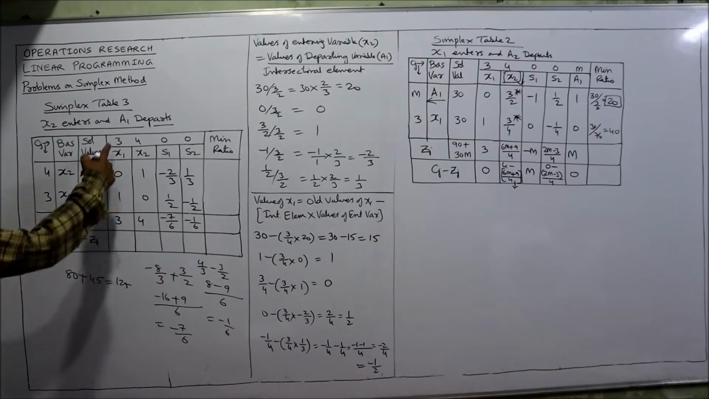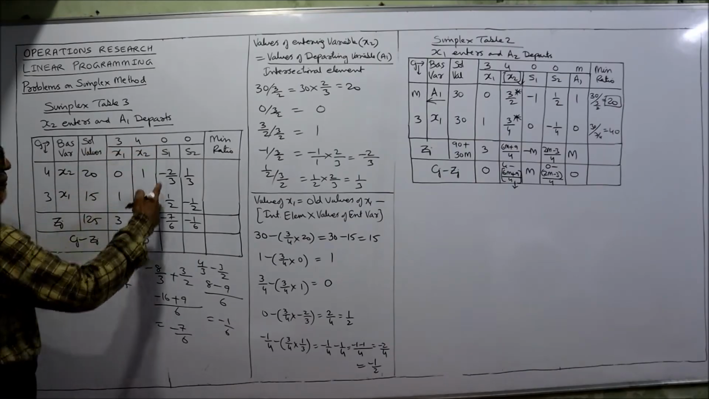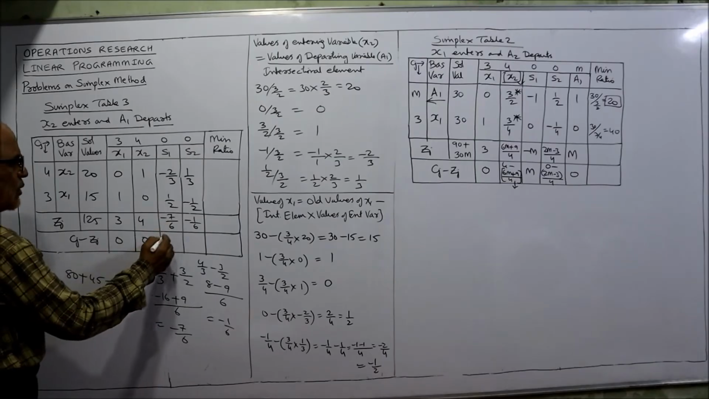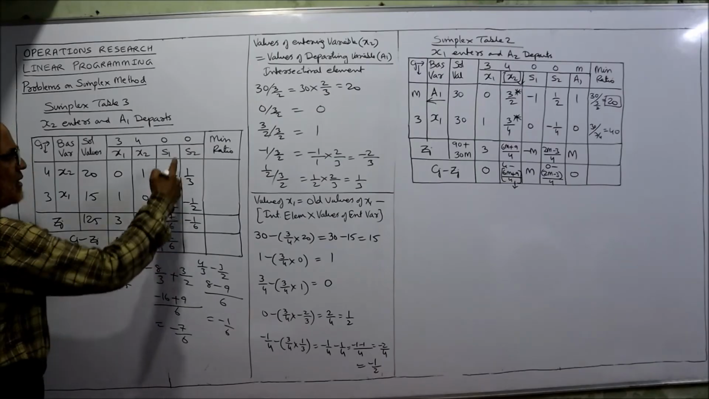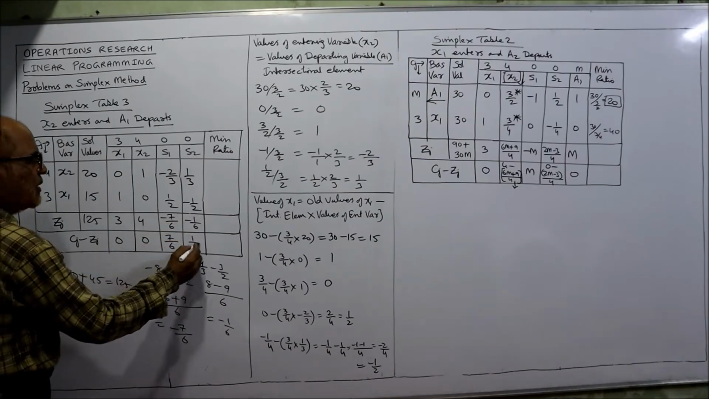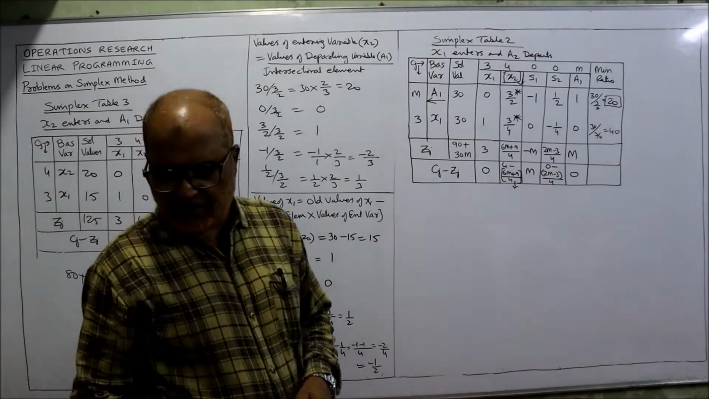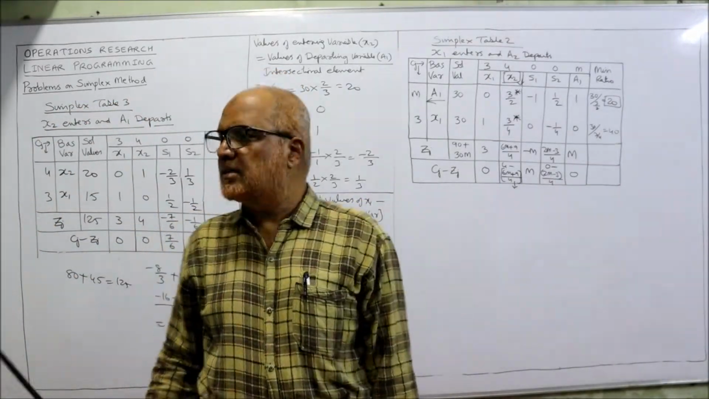Now CJ minus ZJ, 3 minus 3, 0. 4 minus 4, 0. 0 minus 7 by 6, so it will be plus 7 by 6. 0 minus 1 by 6, so minus into minus will become plus 1 by 6. That's all. So we have calculated the index row element CJ minus ZJ.